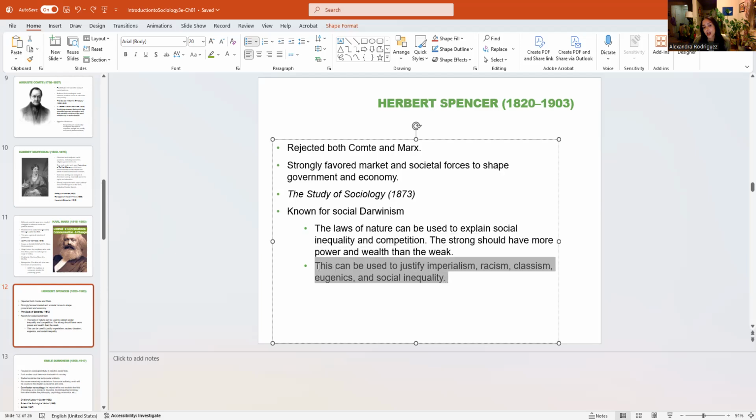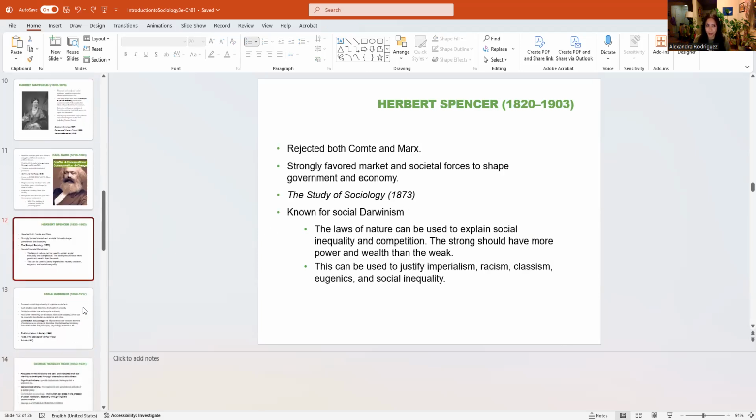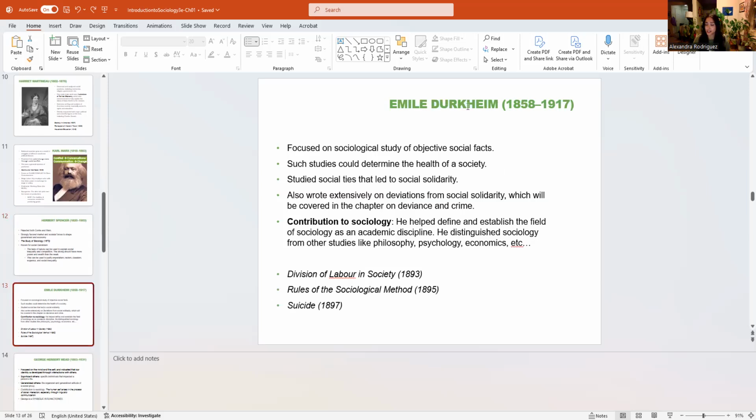And so it's hard. I haven't read a bunch of Spencer, so I can't really get too deep into this. But if you're a social Darwinist, you're saying that the stronger and the more powerful will make money and the rest will not. And this can be used to justify things like imperialism, colonization, racism, classism, sexism, eugenics, and social inequality in general. Might have to read more into this, but off the bat, I'm kind of like, probably not my theorist. You can look more into it if you're curious. The concept of social Darwinism is interesting. I just don't know that I'm into it, but make your own perspective.